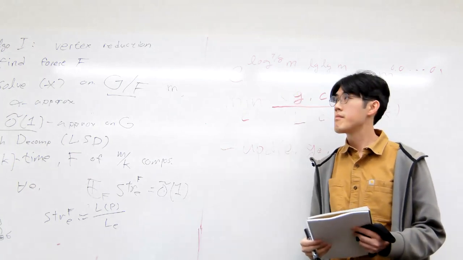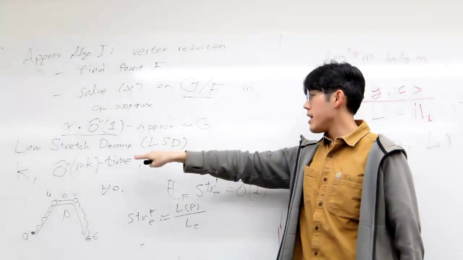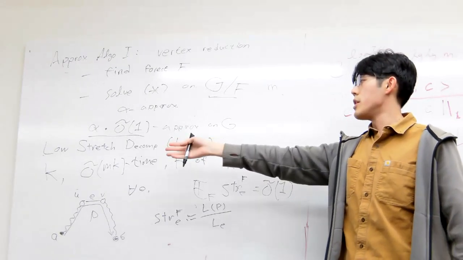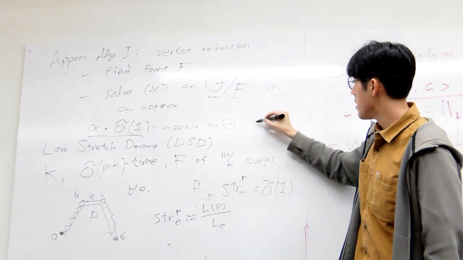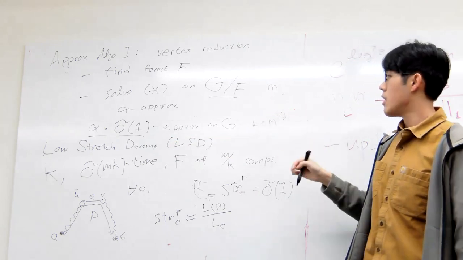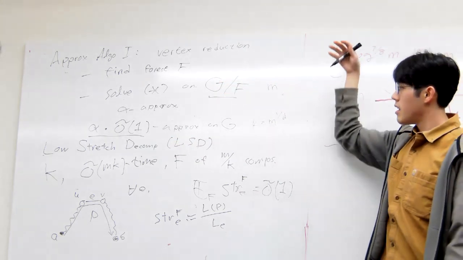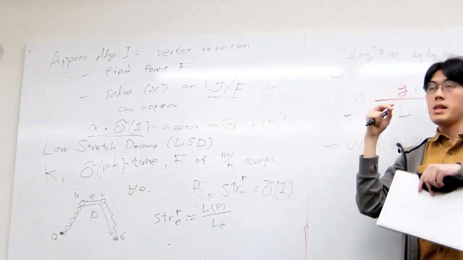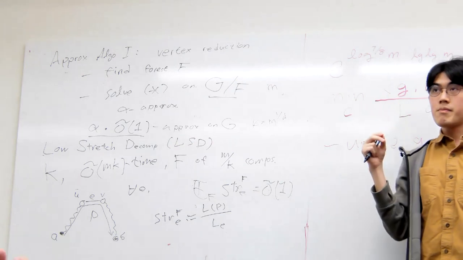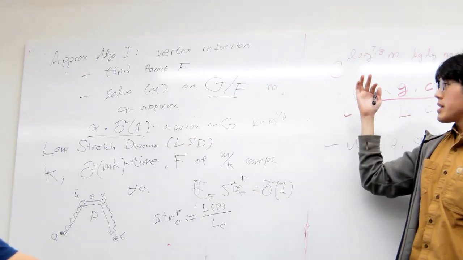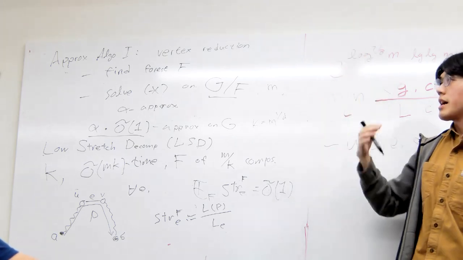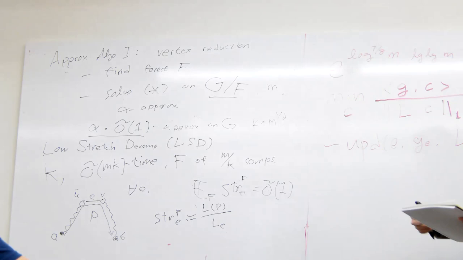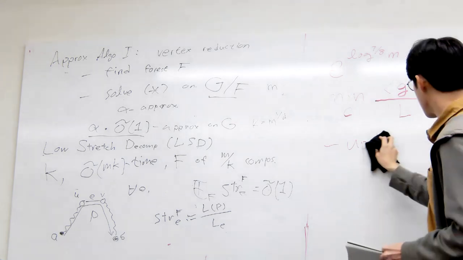Is that how you pick K here? Yeah, so this K is actually arbitrary, but what we do is pick K to be 1 over D. D is the recursive level of our data structure. And we pick this D to be n to the small, like sub log m, and combining with approx algo number two, the whole data structure can be made fast enough. D is like square root log n.